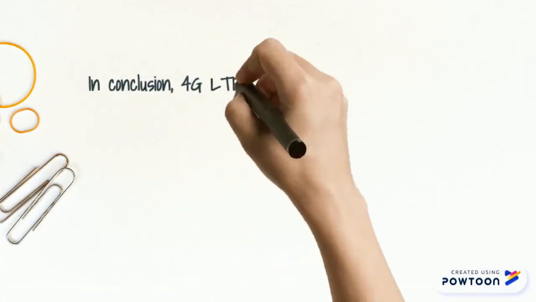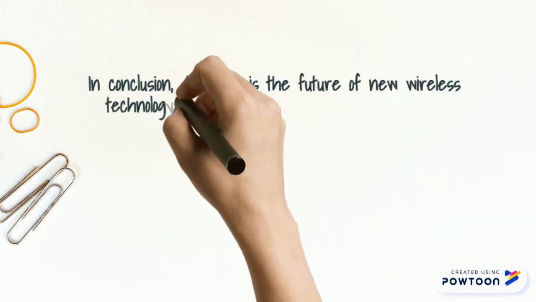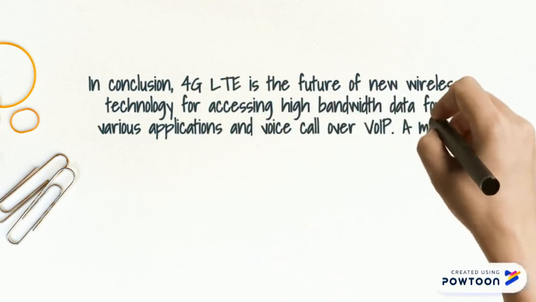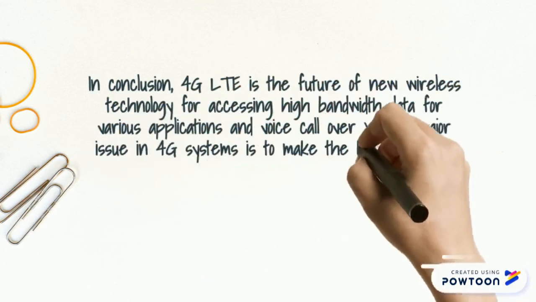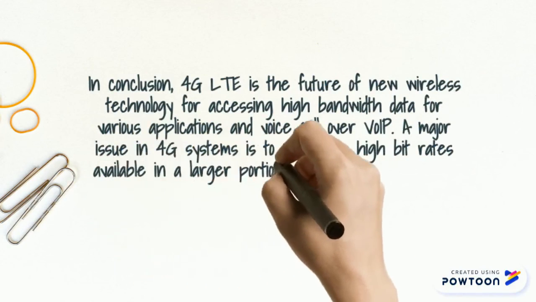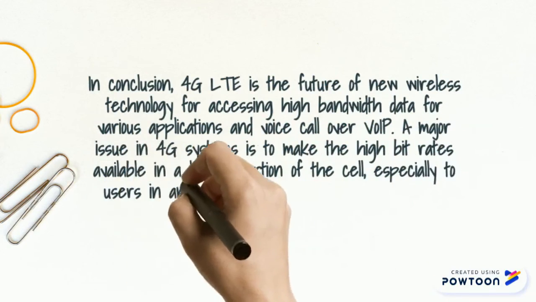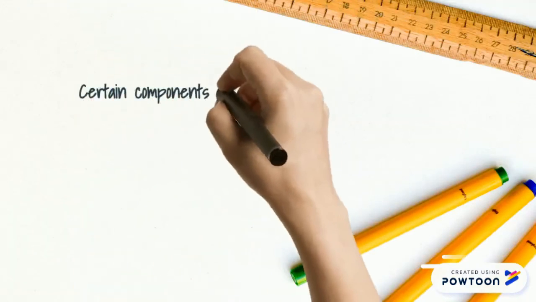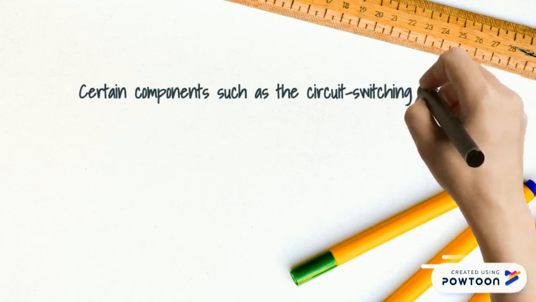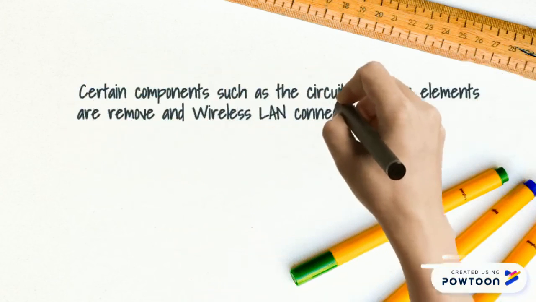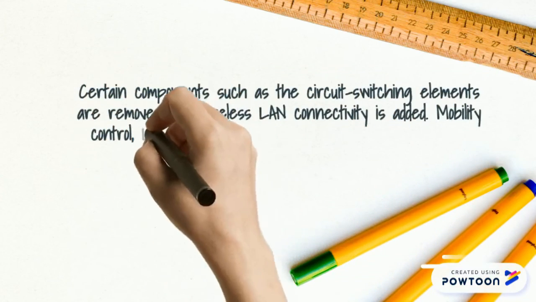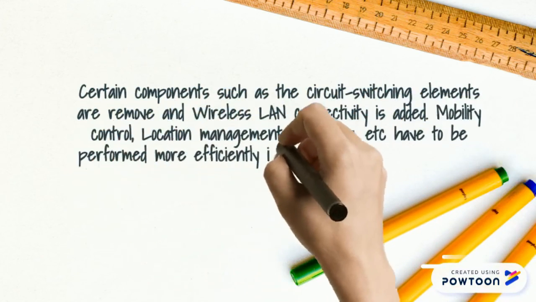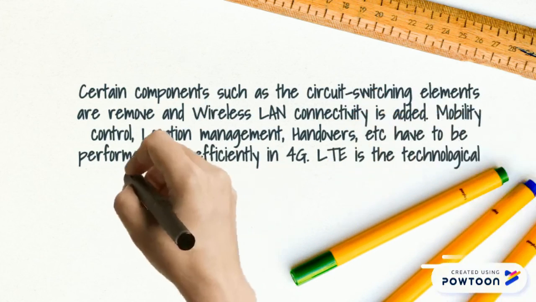In conclusion, 4G LTE is the future of new wireless technology for accessing high bandwidth data for various applications and voice over internet protocol. A major issue in 4G systems is to make the high bit rates available in a larger portion of the cell, especially to users in an exposed position in between several base stations. Certain components such as the circuit switching elements are removed and wireless LAN connectivity is added. Mobility control, location management, handovers, etc. have to be performed more efficiently in 4G. LTE is the technological path followed to achieve 4G network speeds.